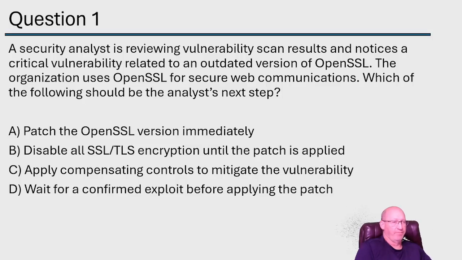Question number 1. A security analyst is reviewing vulnerability scan results and notices a critical vulnerability related to an outdated version of OpenSSL. The organization uses OpenSSL for secure web communications. Which of the following should be the analyst's next steps? What do you think on this one? Starting off a little bit easy. We always start easy. First question is always the easiest one.